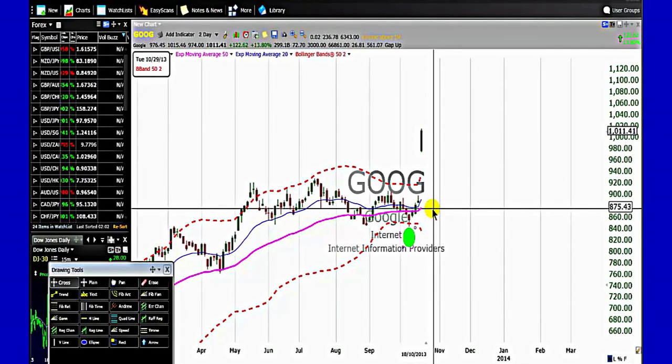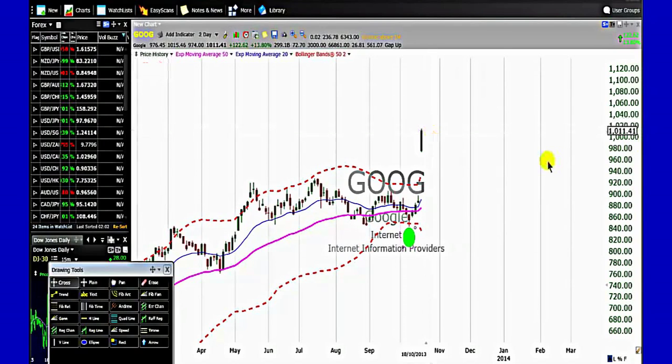$1,011 regions. Okay, this is a $161 move, or 16,100 pips move. All right, from the zone of $850, the stock gapped up to the zone of $1,011 regions. A huge surge for this Google stock.